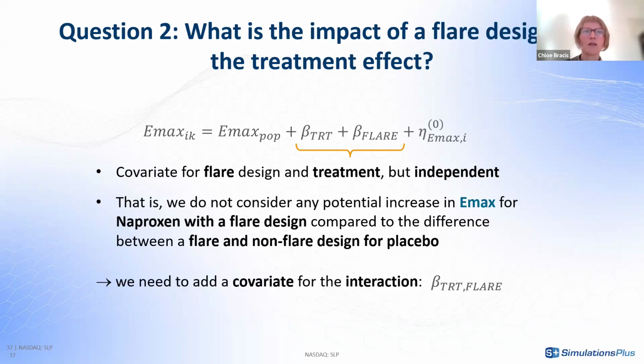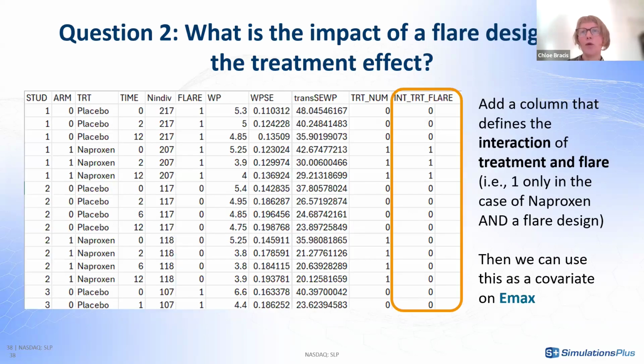So if we want to answer this question, we need to add a covariate for the interaction between treatment and flare. To do this, we can have a column in our data set that defines that interaction of treatment and flare. This column is going to be 1 only in the case where we have naproxen and a flare design. So you can see here, placebo flare, it's 0, naproxen and flare, it's 1, but placebo non-flare 0, naproxen non-flare 0. So now we can use this as a covariate on Emax.